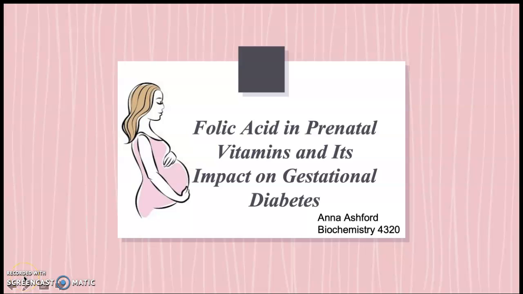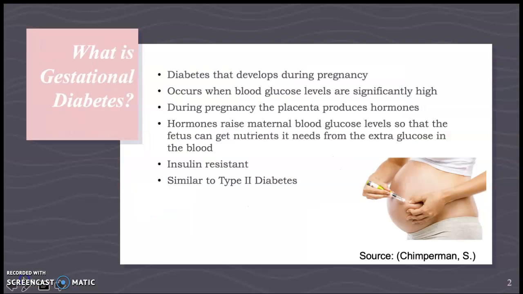Hello, so today I'll be talking about folic acid and prenatal vitamins and its impact on gestational diabetes. So what is gestational diabetes? It is diabetes that develops during pregnancy, and it occurs when blood glucose levels are significantly high.